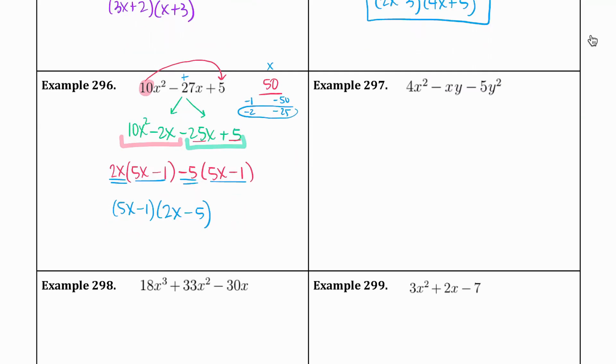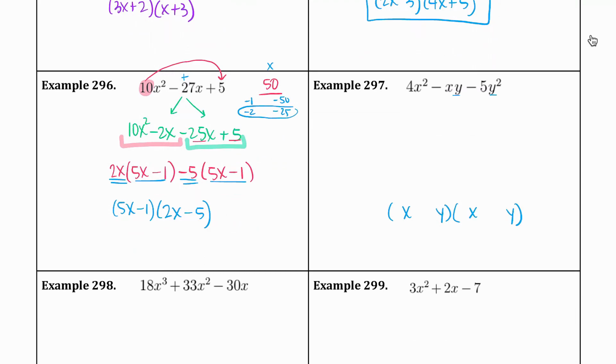Okay, on example 297, similar process, but notice we have x's and y's here. All that means is, let me go ahead and write what our final answer will look like with our two binomials. All that's going to mean is we're going to have an x with my first terms. We're going to have a y with my second terms here.